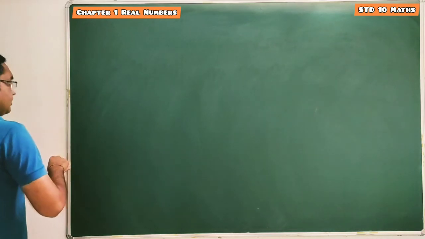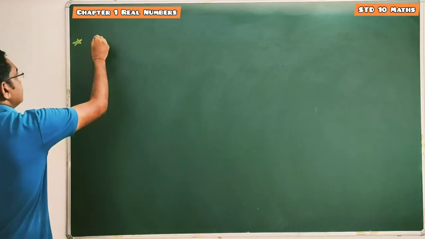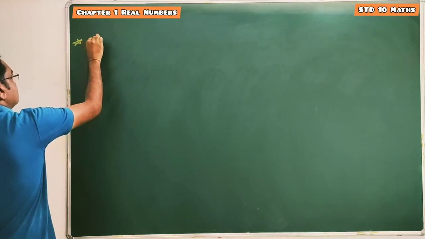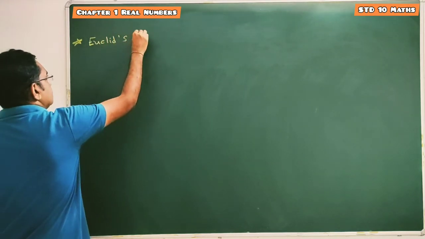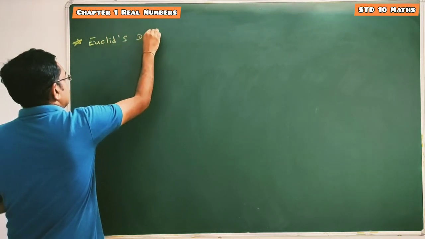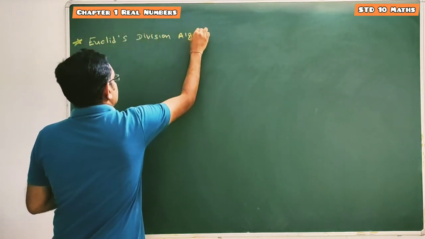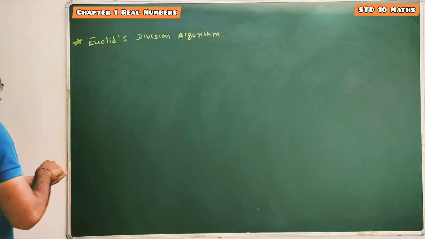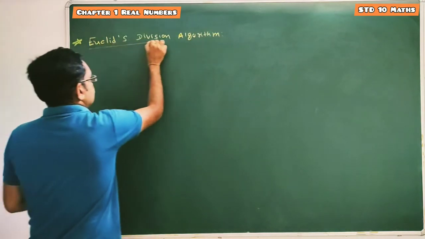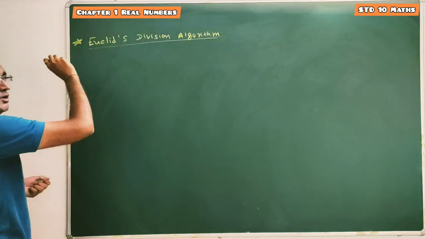Okay students, now let's try to understand what is Euclid's division algorithm. What is Euclid's division algorithm? Already discussed. It is used to find the HCF of given two numbers.